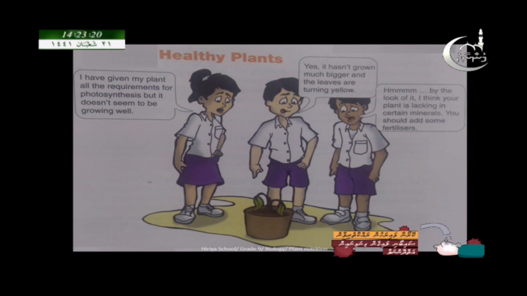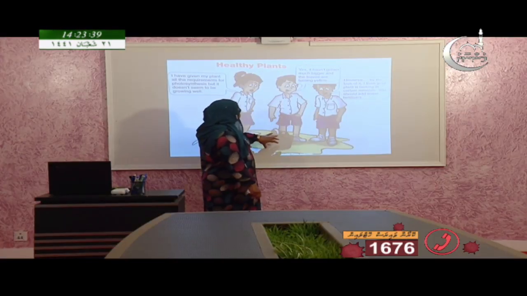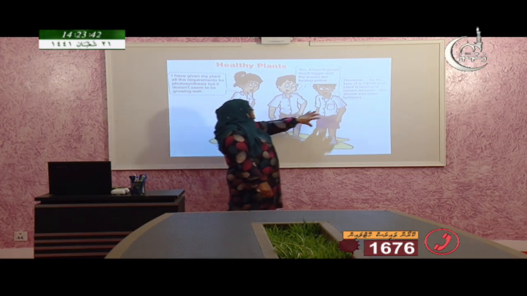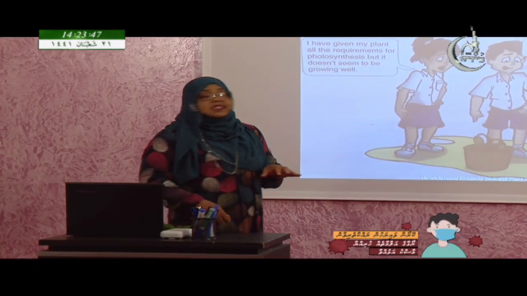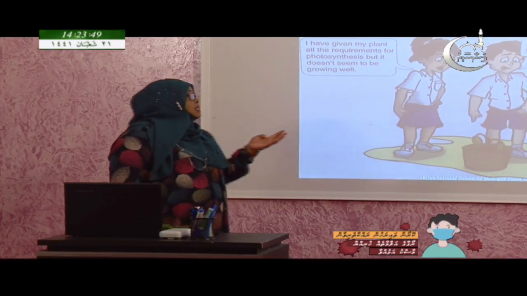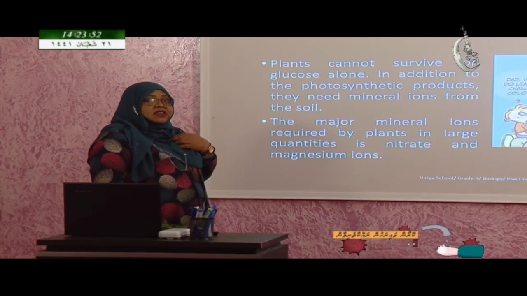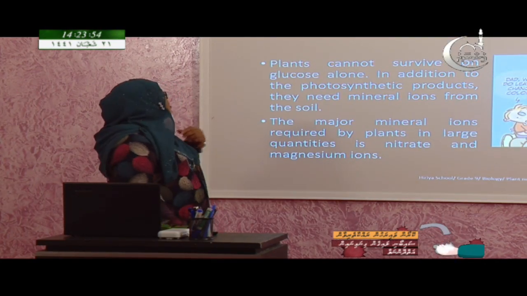Next bit, you can see 3 students, they are very young, they are talking about healthy plants. So, we have been talking about light, carbon dioxide and water. Many times I have stressed on this. So, this girl says, I have given all my requirements for photosynthesis. So, that means carbon dioxide, light, and yet the plants are becoming yellow. So, this boy says they also need a large amount of nutrients. These 3 major ones, carbon dioxide, water and light, are not enough. As we need nutrients to survive, plants also need nutrients to survive.